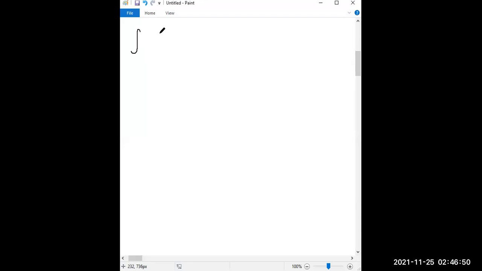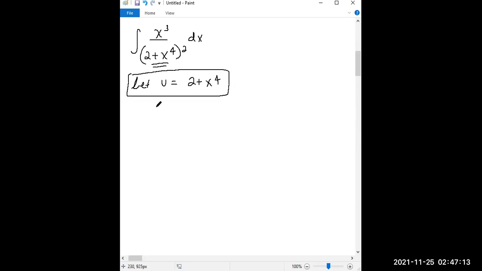So for this question, it seems like we're doing the integral of x cubed over (2 plus x to the 4th) squared dx. And so we'll essentially let u equal 2 plus x to the 4th, the inside stuff. That's one idea. The other is that we're going to take the derivative of u, so we'll take du over dx.